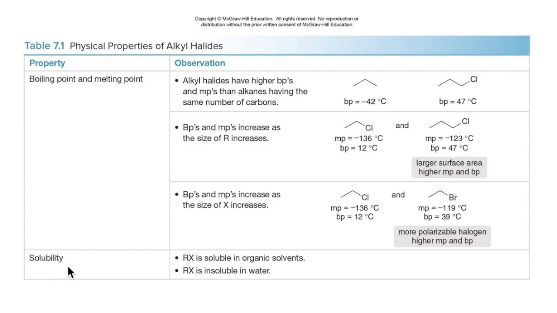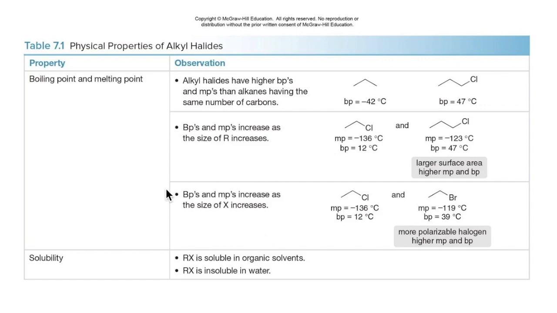So here you have some of the physical properties of alkyl halides. They're just an extension of the physical properties of alkanes, but alkyl halides have higher boiling points and melting points than simple alkanes. Their boiling points and melting points increase with the number of R's. So in here we have 2 carbons, in here we have 3 carbons. So the one with more carbons is going to have a higher surface area, and so it's going to have a higher boiling point and melting point. That is exactly what we saw in alkanes. The higher the surface area, the higher the boiling point and the melting point.